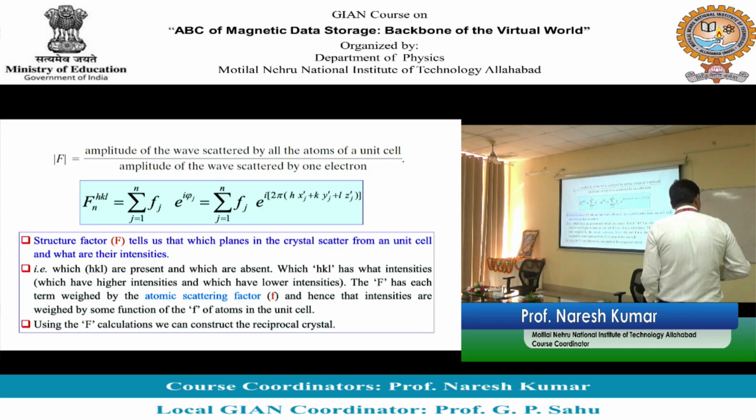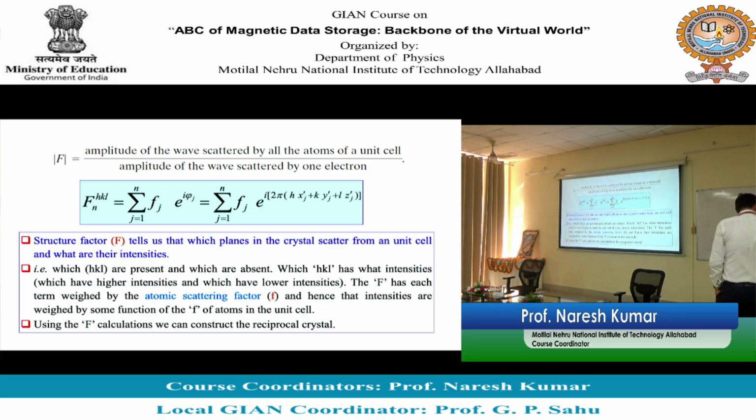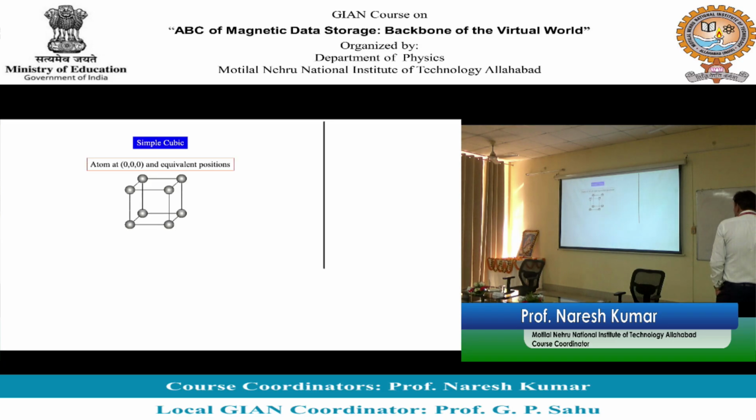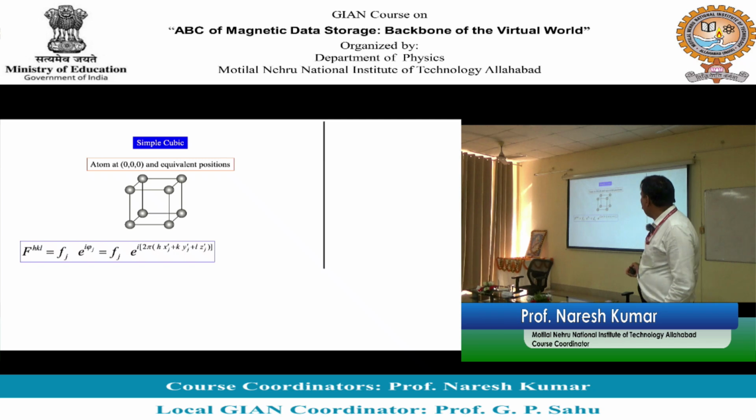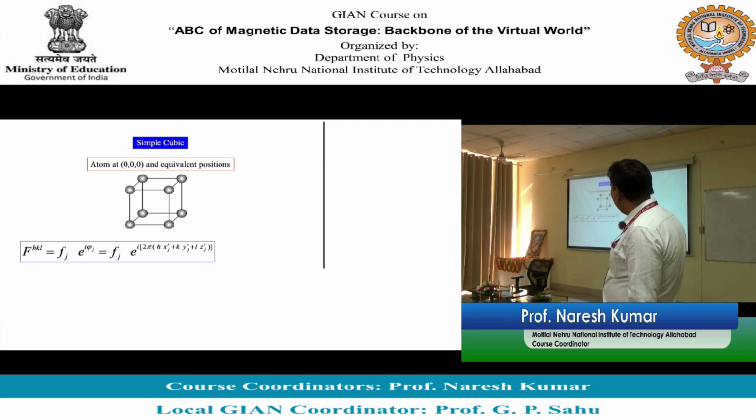इस पर थोड़ा बात कर लेते हैं. एक केस लेते हैं हम लोग, simple cube. In simple cube, what had happened? My atoms are sitting at corners. So position of, let's say this is origin, so my atoms are sitting at where? 0, 0, 0. अच्छा, इस origin को यहाँ से shift कर दूँ तब भी 0, 0, 0.